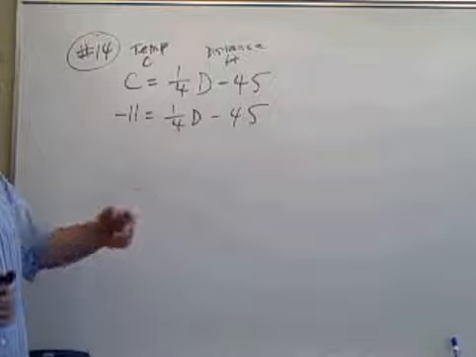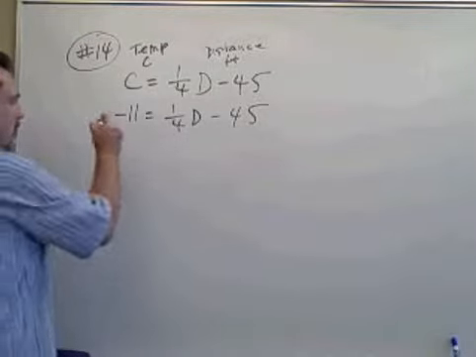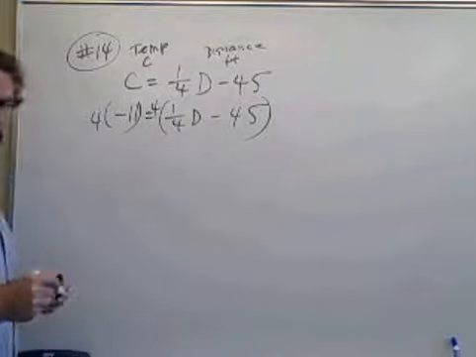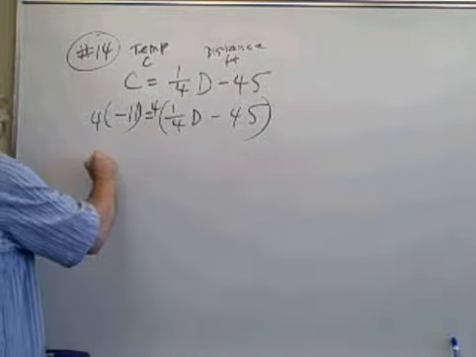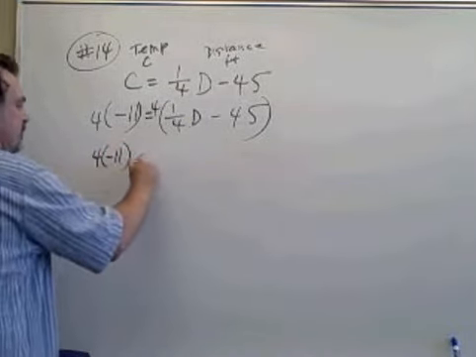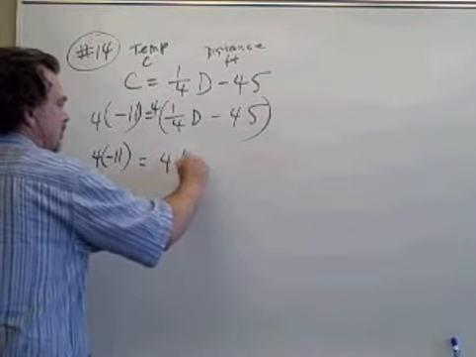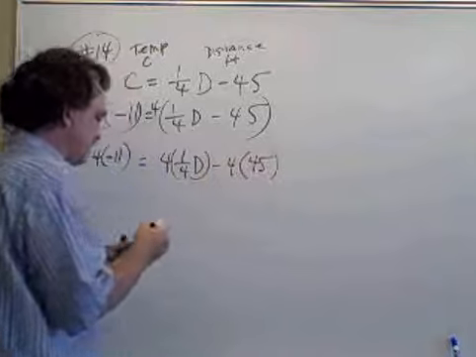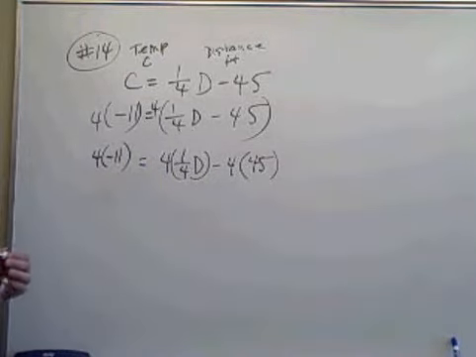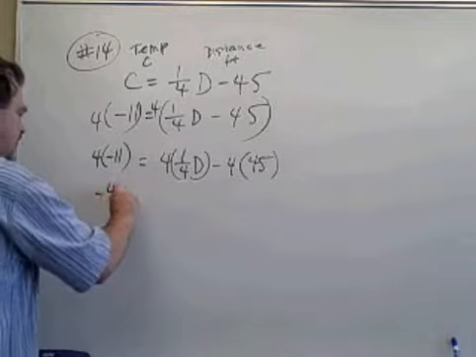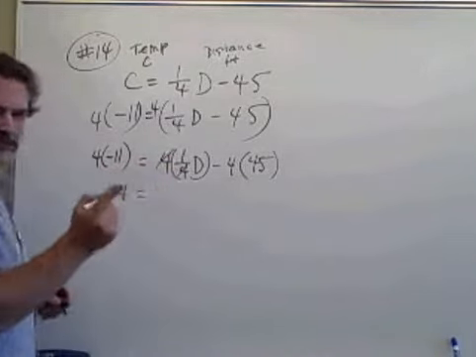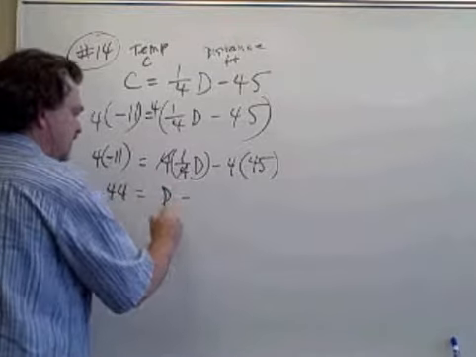And we'll start by getting rid of the fractions. We'll multiply both sides of the equation by 4. So 4 times negative 11 equals 4 times 1/4 D minus 4 times 45. 4 times negative 11 is negative 44. 4 times 1/4, that cancels to 1. 1 times D is D.